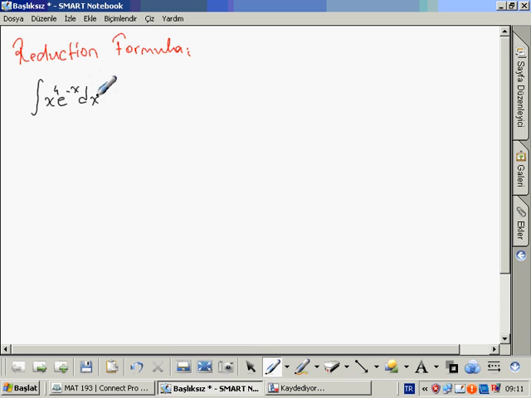Let's generalize this integration with the integral of x to the power of n times e to the power of minus x dx. And now our question is, what is I sub 4? Because when you put 4 as the n value inside the integral, you will find the integral of x to the 4 times e to the minus x dx.